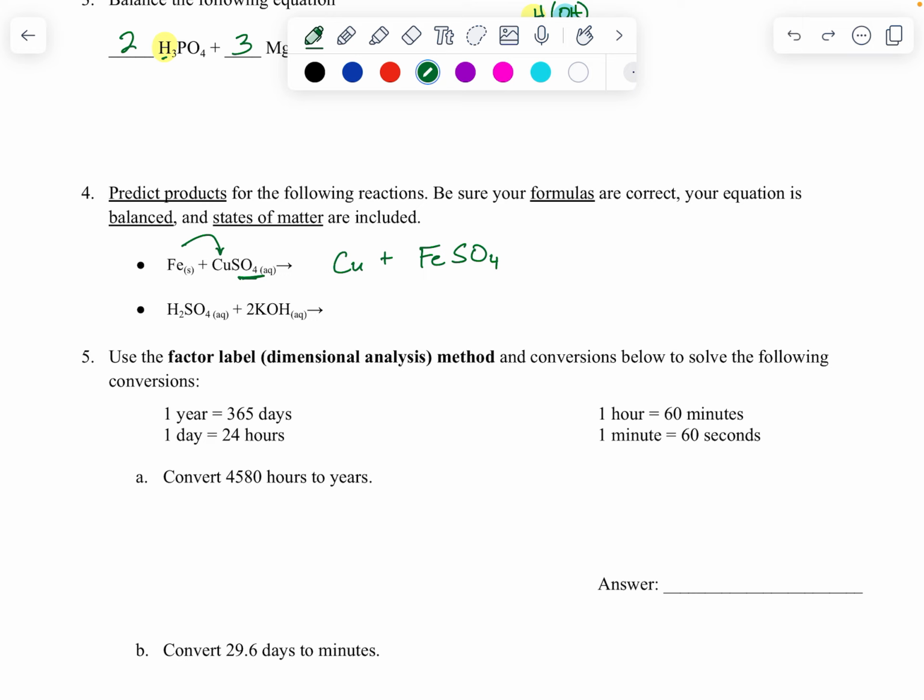So those cancel each other out. And we see that since everything has a 2 charge one way or another, it is already balanced. So we are all good to go there.